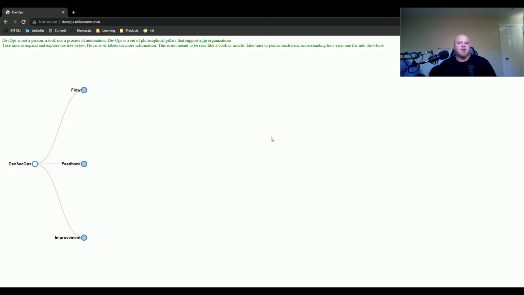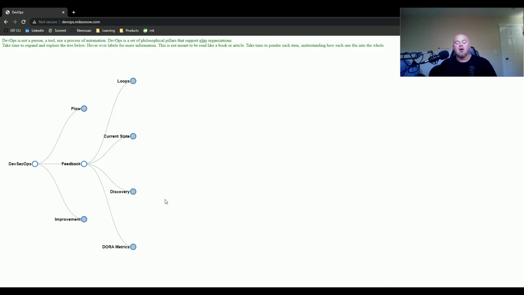So if flow is work going out, being delivered, feedback is information coming back in based on the value that is being delivered. So I think when you start digging into DevOps, you'll hear a lot about feedback loops, almost exclusively feedback loops. Feedback loops are really a discipline in and of themselves. I would consider them to be concrete tools or processes that you can use to facilitate improvement.